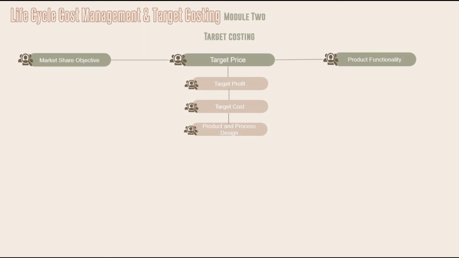Once the market share objective and the product functionality are considered and the target price is set, target profit and target costs are determined and set. Products and processes are designed to meet the targets, and if the latter are not met, products and processes will be redesigned until they meet the target cost. Once the target cost is met, the product can now be produced.